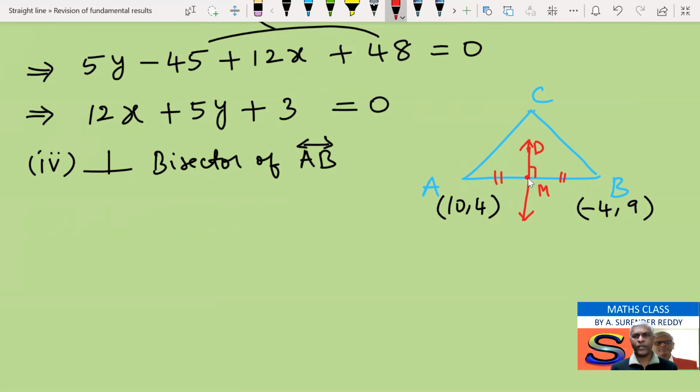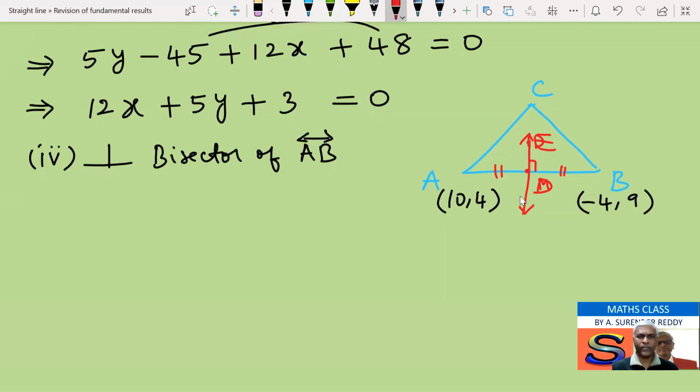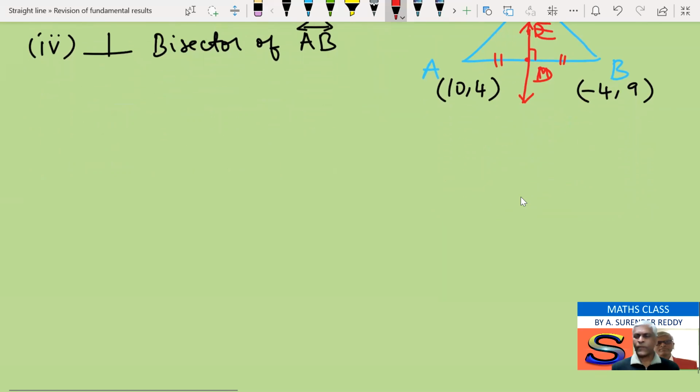So it is passing through the midpoint. So find a point on this line. If you find the midpoint of AB, call it D, whatever it may be, D is the midpoint, and find the slope of AB, then take the perpendicular slope. So you will get the point and slope of this perpendicular line, then you can find the equation. So first we find the point D, the midpoint.